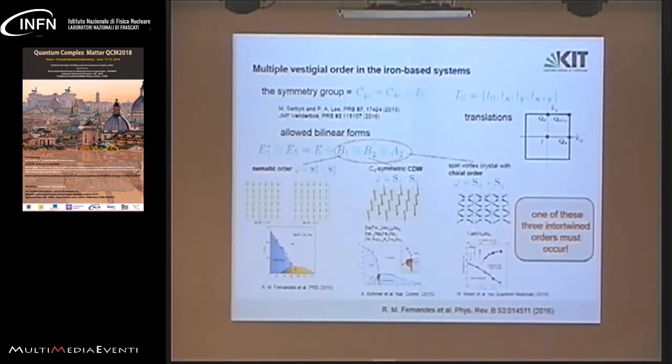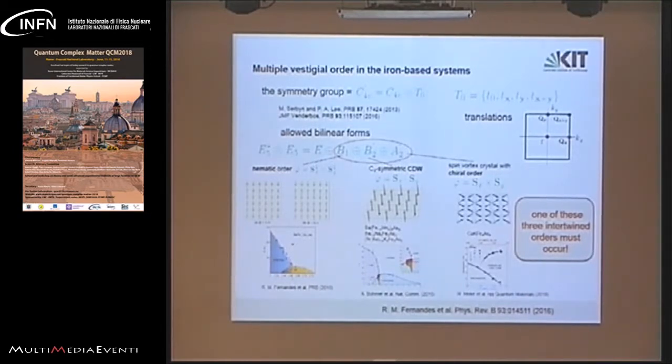One is this famous C4 symmetric state, and there's also a recently seen state with chiral order in the superconducting state in another class of the so-called 144 iron-based materials. So none of these two states, and they have been observed, would have anything to do with orbital ordering.